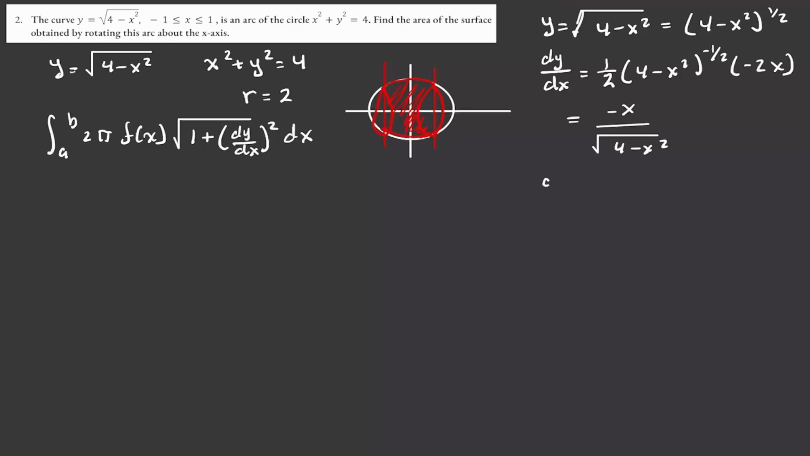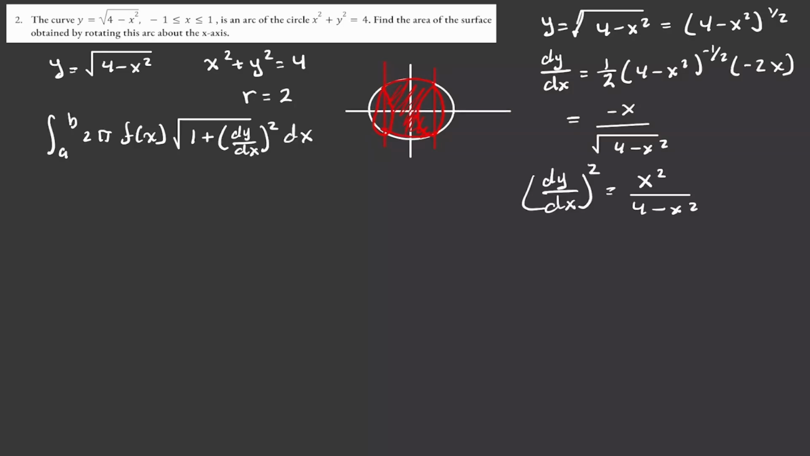Now we also need to take the square of our derivative function. That would give us x squared over 4 minus x squared. After we have this, we are ready to write our integral.